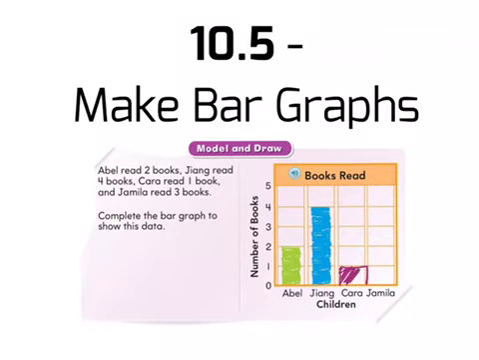And I'm just going to fill it in kind of like how they did it. So that's showing me that Kara read 1 book. And Jamila read 3 books. So my bar needs to end right here. So all of this is going to be filled in. So I'm going to put my line here because I know it needs to end there. And draw in my bar. Obviously it's not perfect, but there's my bar graph.